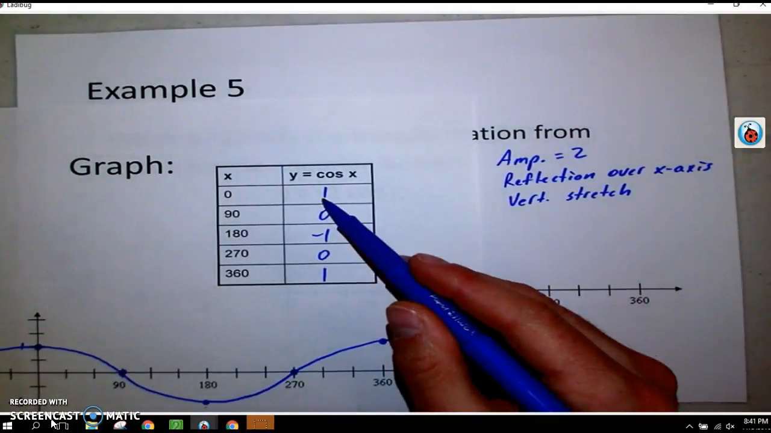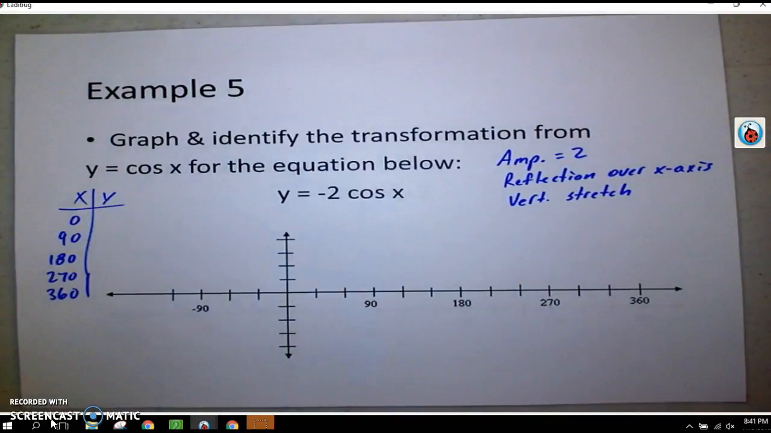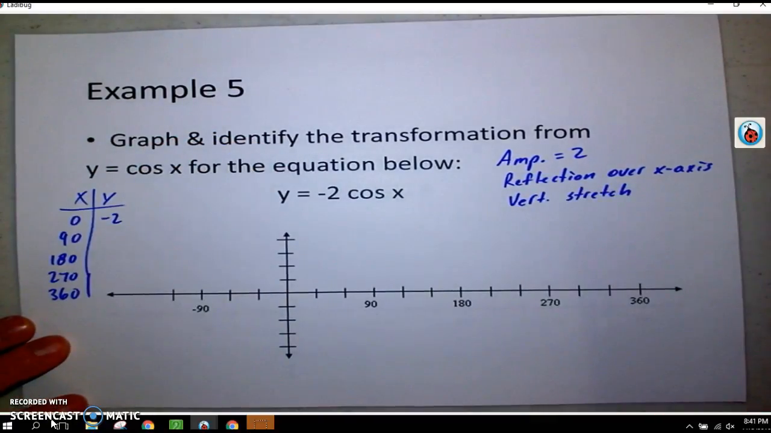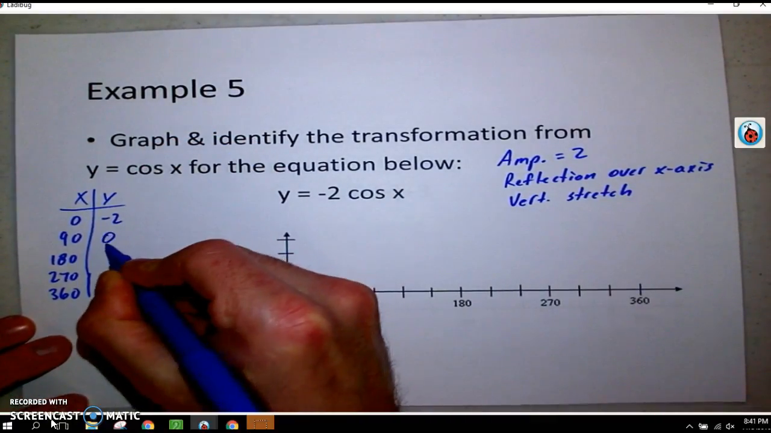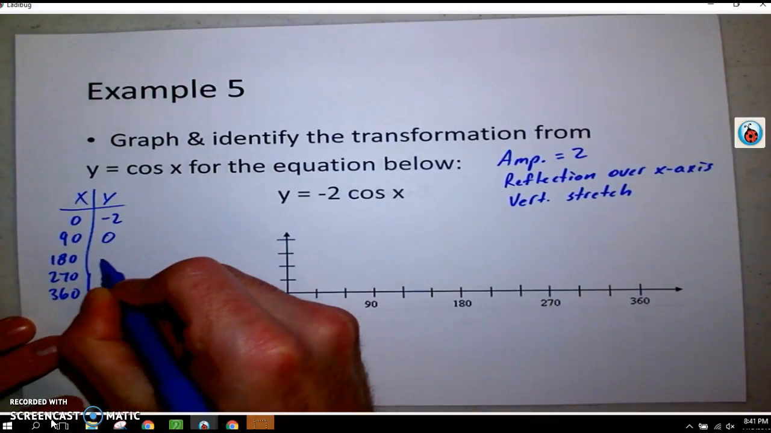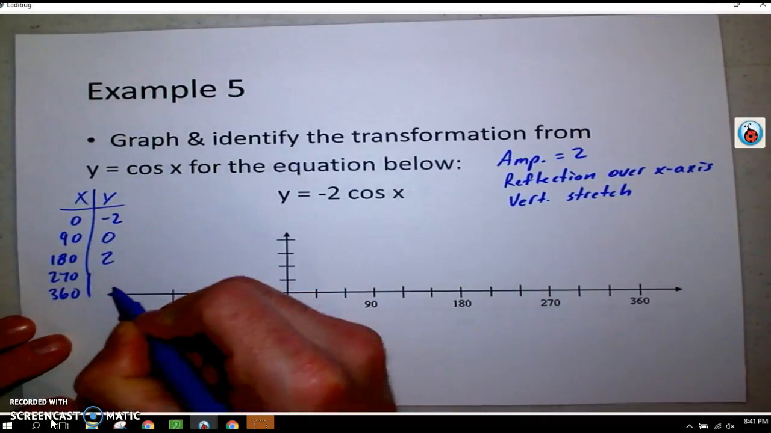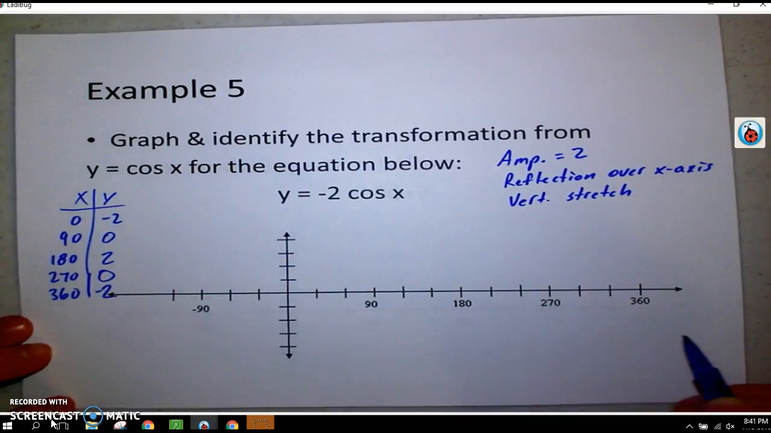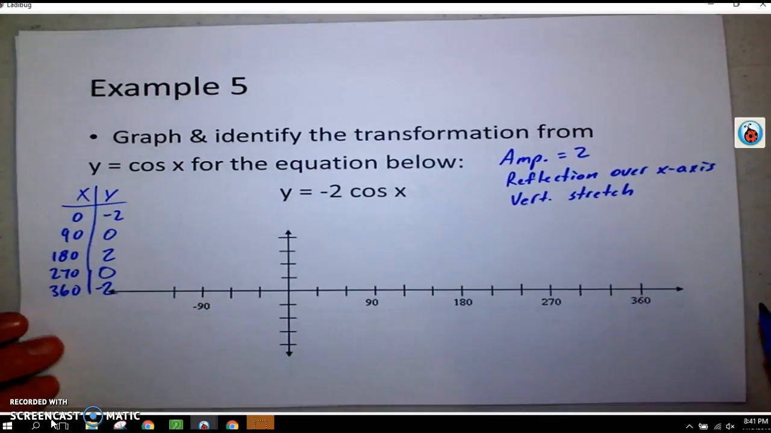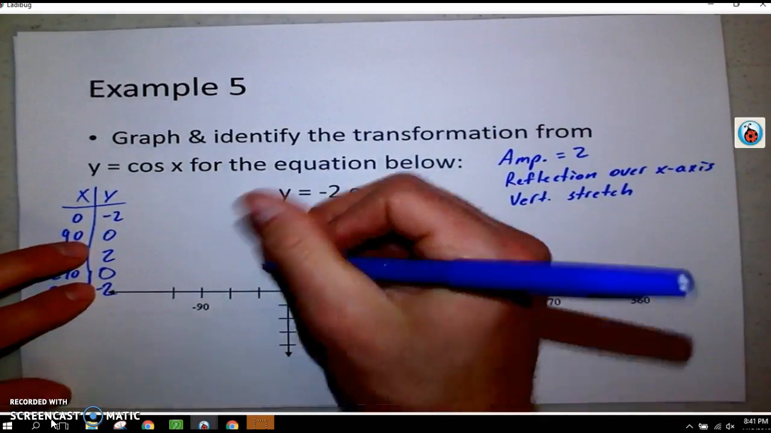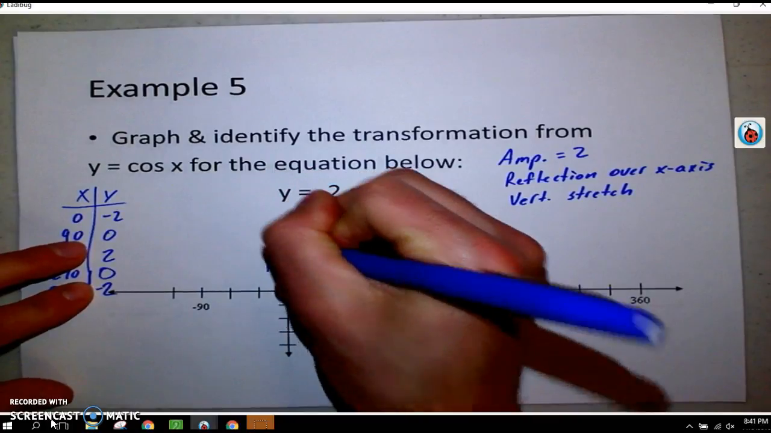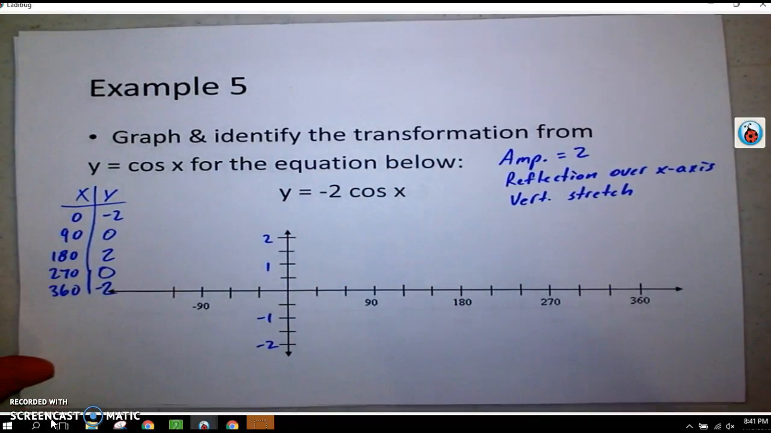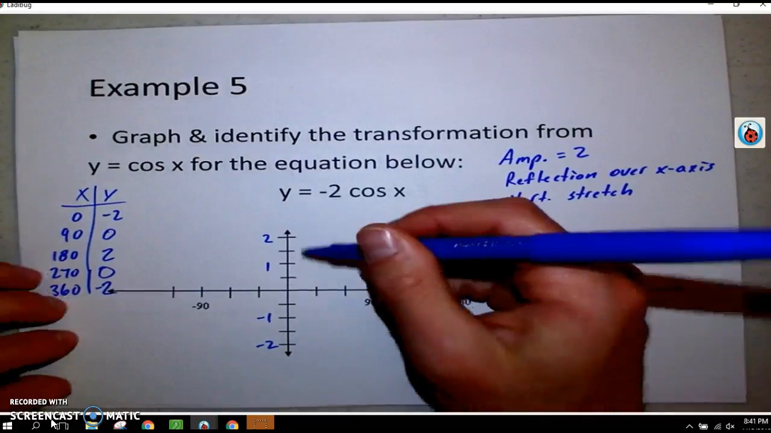So take that value of positive 1, which I'd start at, and this would become a negative 2 for my starting value. 0 times negative 2 is still 0. My value here would originally be negative 1 for the parent function, but times negative 2, that will send me up to positive 2. 0 times negative 2 is 0, and positive 1 times negative 2 is negative 2. So since I'm going from y values of negative 2 to 2, I'll just label my y-axis like so. I think that'll get the job done. And I'll start plotting my points.